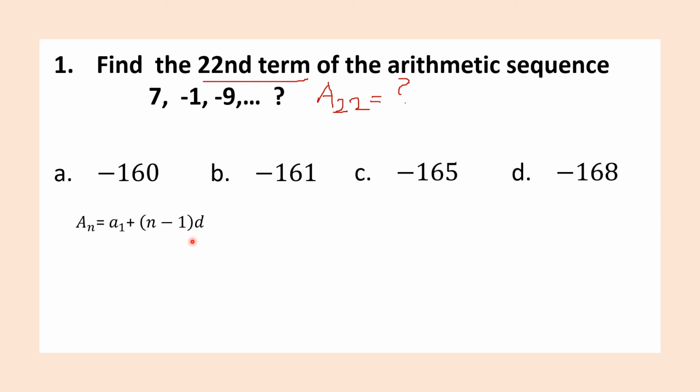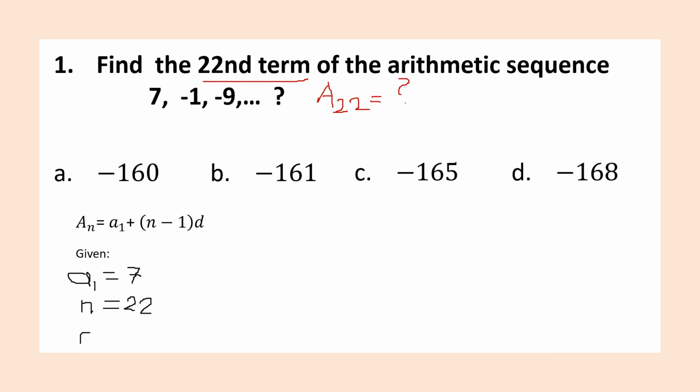So, sa given na ito, ang nawawala ay yung a sub n, yung last term, which is a sub 22. So, given ang mga values ng iba pang variables, identify natin yung ating a sub 1 or yung ating first term is equal to 7. Ito po yun. Dito sa given natin, yung 7, -1, -9. Ang first term po ay 7. Ang ating number of terms ay 22. Dahil nga a sub 22 ang pinapahanap.